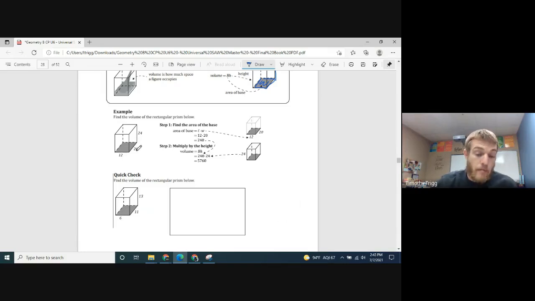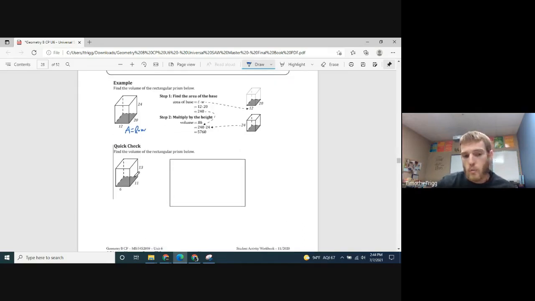Here's the example they give. Here they give a rectangular prism. They do the area of the base times the height. How do we find the area of that rectangle? Length times width. Here's where you need to know your area formulas. So in our case, that's 12 times 20. Here, L is not slant length like we did before, it's just length. That's 240, the area of the base. Now, times the height to find the volume. That gives you a volume of 5,760.